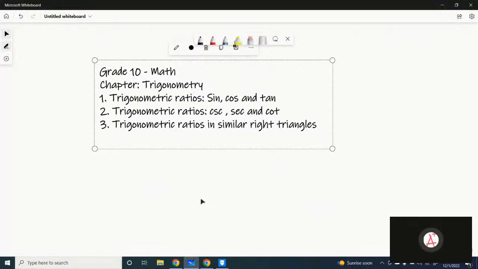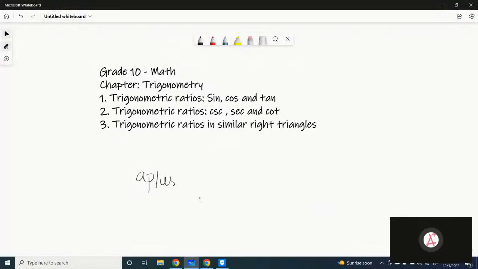We're going to start with grade 10 maths. You can find all the lessons on aplusstudents.com. You have to log in there using your email address and password provided by the administrator. Then select math from the subject tab, scroll down to grade 10 maths, click on view all lessons and find the chapter that is trigonometry.